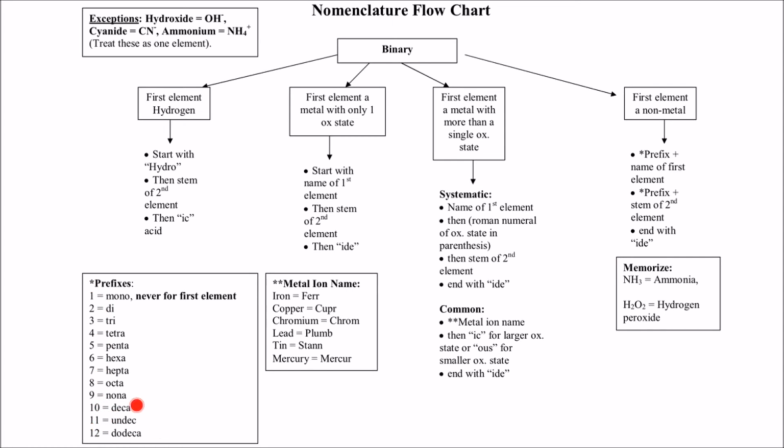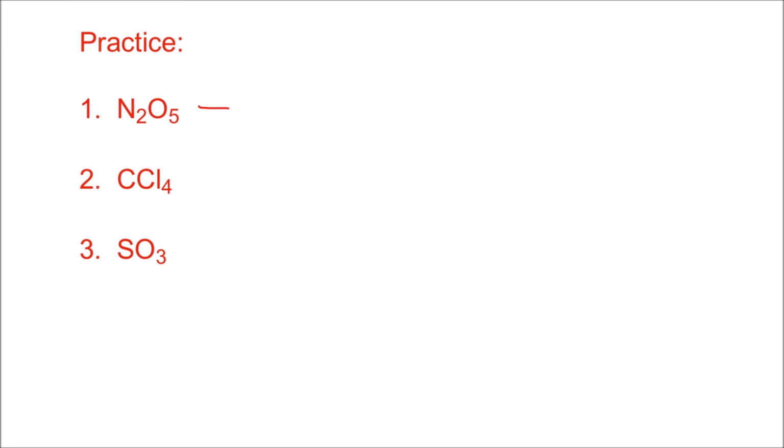I've included a couple of more. 11 is undeca and 12 is dodeca. It looks like I missed the A off of undeca, so you'll need to add that in. And then I've reminded you that you only use mono on the second element and never for the first. It's rare that I'll use 11 and 12, but you still need to know them just in case I choose to use them. So the subscript is 2, which has a prefix of di.